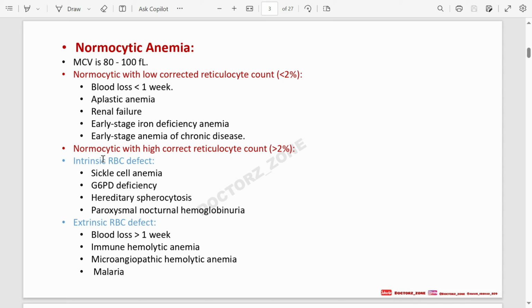Second type is the normocytic anemia with high corrected reticulocyte count, in which reticulocyte count is greater than 2%. It is further divided into two types: due to intrinsic RBC defect and due to extrinsic RBC defect. Normocytic anemia with intrinsic RBC defect is seen in sickle cell anemia, G6PD deficiency anemia, hereditary spherocytosis, paroxysmal nocturnal hemoglobinuria, and extrinsic RBC defect is usually seen when there is blood loss history of greater than 1 week, hemolytic anemias, microangiopathic hemolytic anemia, and malaria.